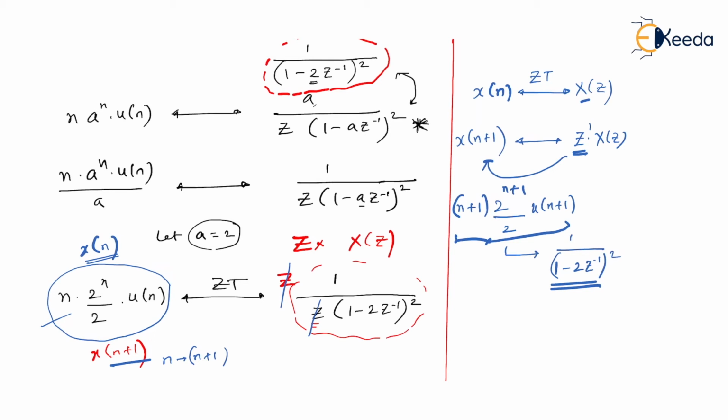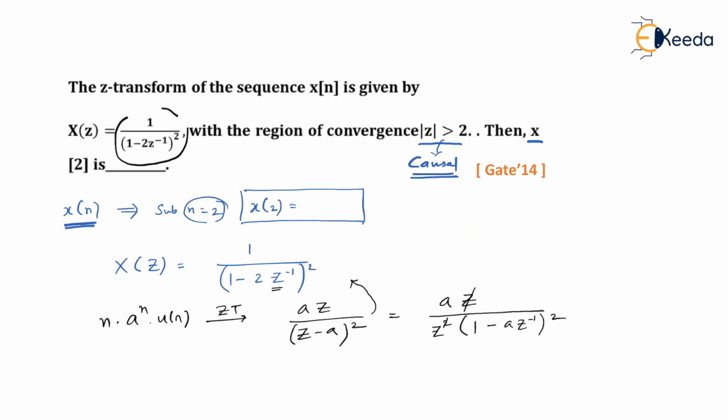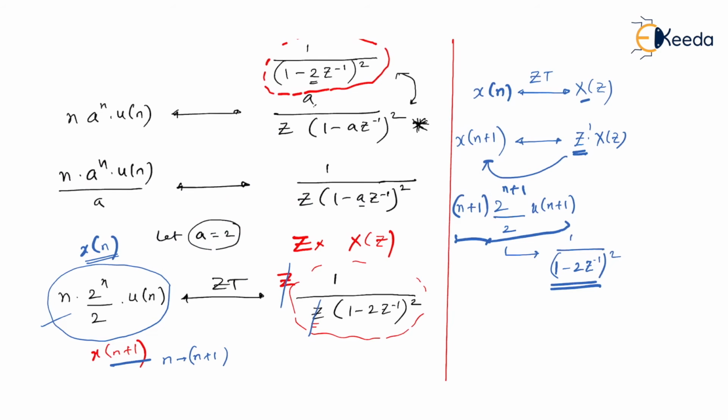Since this is your x of n, you have to get x of n at n equal to 2. Please recall the question. You wanted to have x of n, then you had to substitute n equal to 2, and that is x of 2. Let's try to get x of 2 here. So substitute n equal to 2. If I do so, it will be 2 plus 1 multiplied by 2 raised to 2 plus 1 is 2 cube, divided by 2, and u of n plus 1 at n equal to 2.